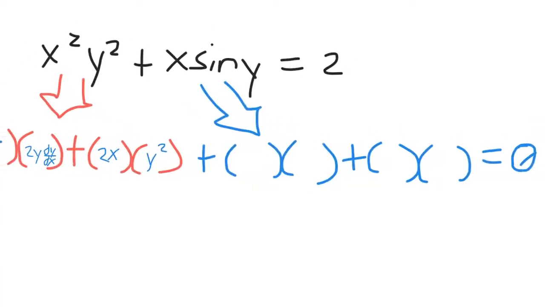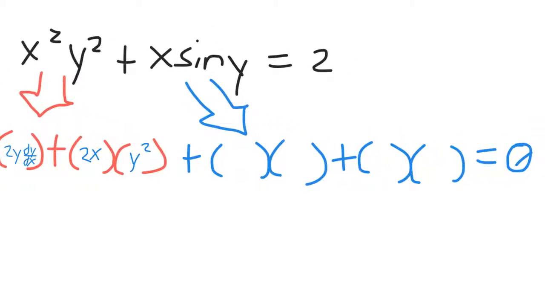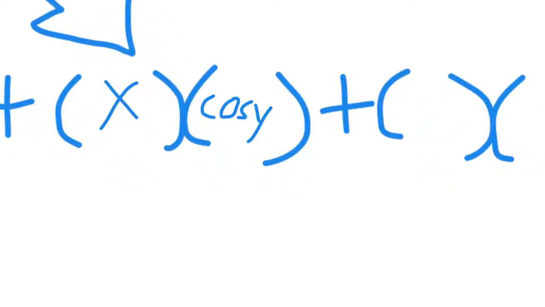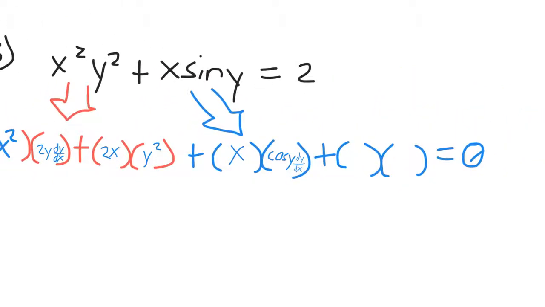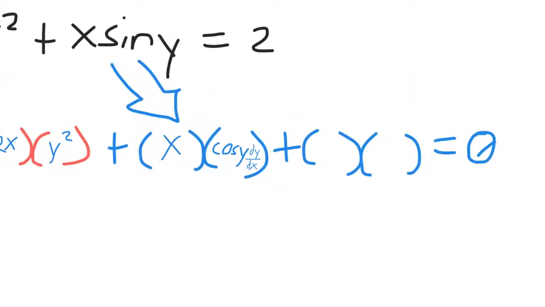Now, over here, we're going to stick with the pattern of keeping the first thing and find the derivative of the second thing. That ends up becoming cosine y dy over dx. Thank God for the zoom in feature. And then we're going to take the derivative of the first thing and keep the second thing.